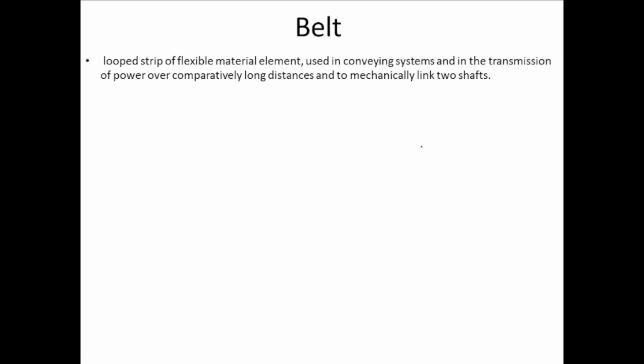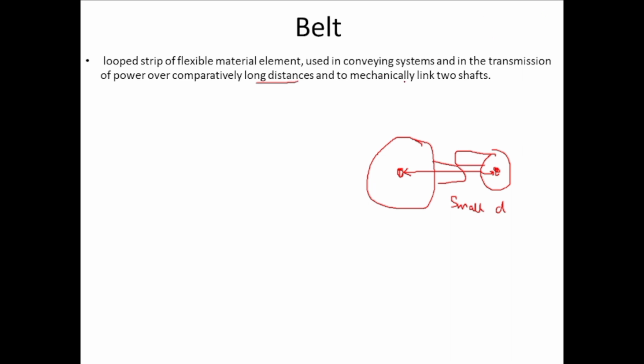We have studied gear. This was one gear. Let's say this was another gear. This was a tooth on one gear and this was a tooth on another gear. This is one shaft and this is another shaft. Now you can see that the distance between the two shafts between which the power is transferred is very small, but in case of belt the power is transferred between two shafts that are relatively at a longer distance, and these belts are used to mechanically link two shafts.